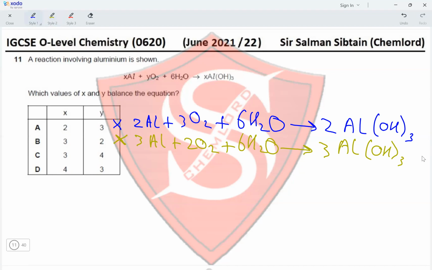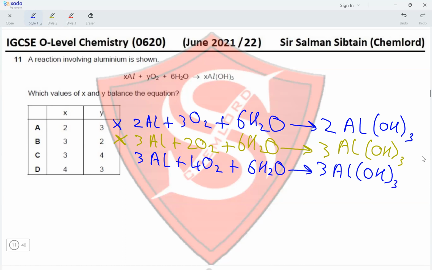Next, we have 3 and 4. So 3 moles of aluminum reacting with 4 moles of oxygen and 6 moles of water, producing 3 moles of aluminum hydroxide. Now we have 9 moles of oxygen on the product side and 14 moles of oxygen atoms on the reactant side. So this is incorrect as well. And the last one, we have got 4 moles of aluminum reacting with 3 moles of oxygen and 6 moles of water, giving us 4 moles of aluminum hydroxide.